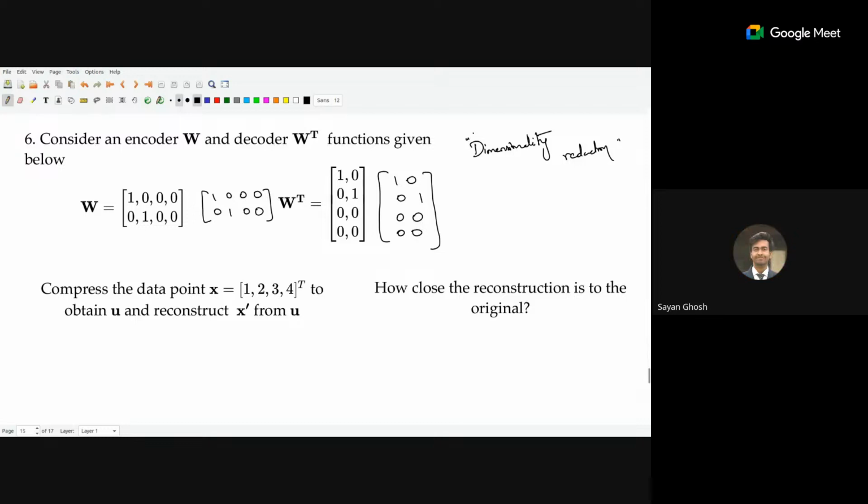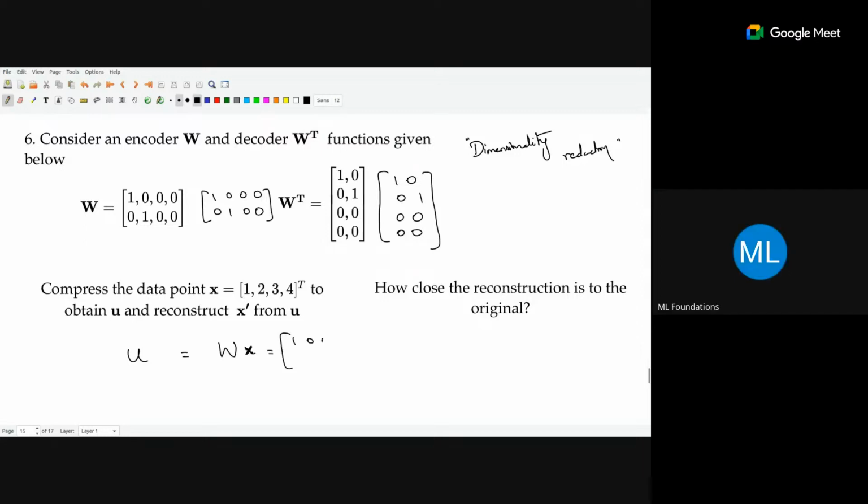Okay, sir. So after this discussion of dimensionality reduction, what happens to this problem? If I have given you the encoder, what will you do with that encoder? I will multiply the matrix with the vector to get the encoded value. To get the U, I have to multiply W times X, right? So what will I get if I do that? First row 1, second row 2.